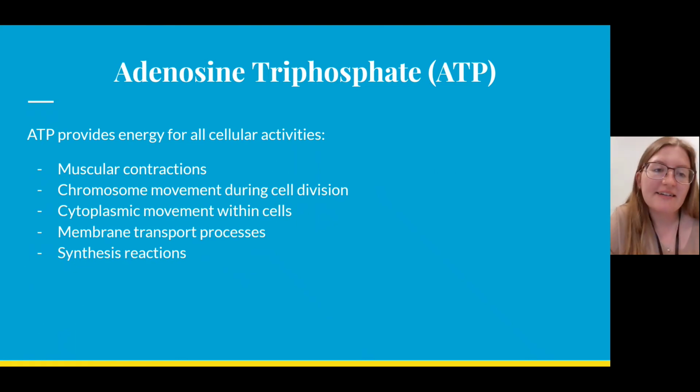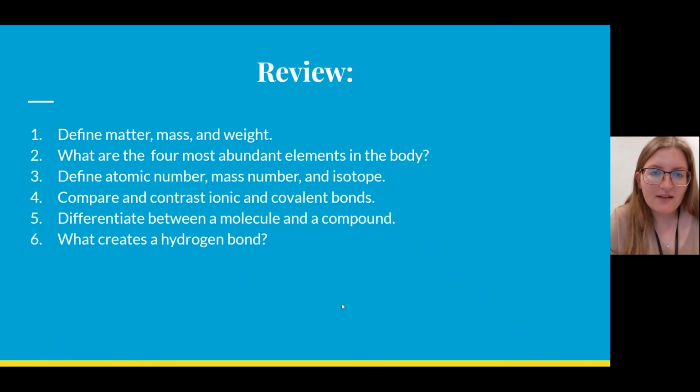And so this is where I'll end the video. This was just a brief overview of the lecture that we had on Tuesday. And after the lesson, I hope that you'll be able to define matter, mass, and weight, recognize the 4 most abundant elements in the body, differentiate between atomic number, mass number, and define what an isotope is. We will compare and contrast ionic and covalent bonds, as well as hydrogen bonds. And I hope you're able to tell the difference between a molecule and a compound.